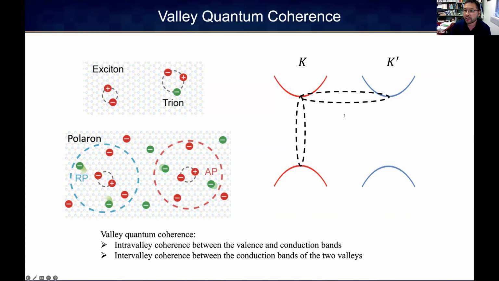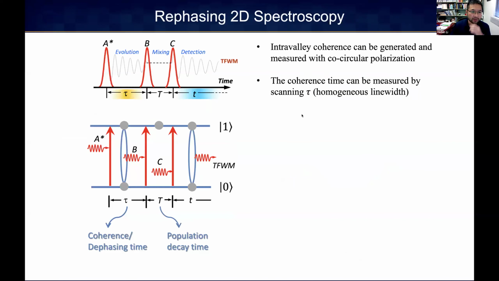So besides the population relaxation processes, it's also important, especially for quantum applications, to understand the quantum coherence in the system, including inter-valley and intra-valley coherence. And it's essential to have a tool to directly probe quantum coherence and measure its dynamics, especially the decoherence time or T2 time associated with this quantum coherence. So what 2D spectroscopy can do is to provide you a way to directly measure those dynamics.